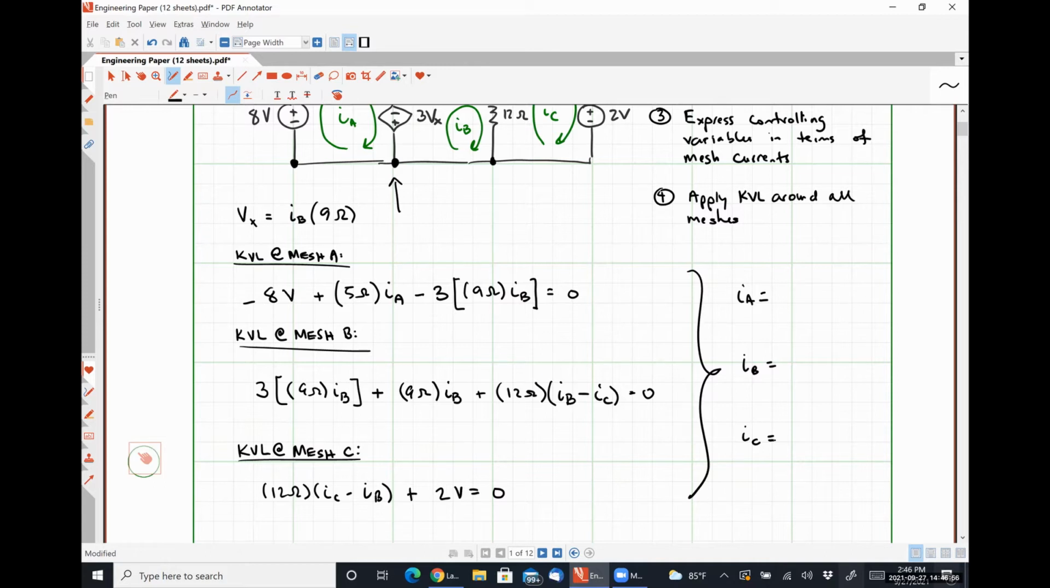So my coefficient for IA in my first equation is 5. My coefficient for IB in my first equation is -27. My coefficient for IC in my first equation is 0. My constant value is 8.